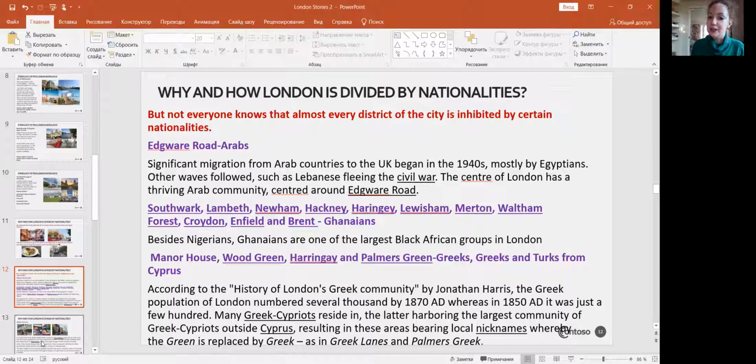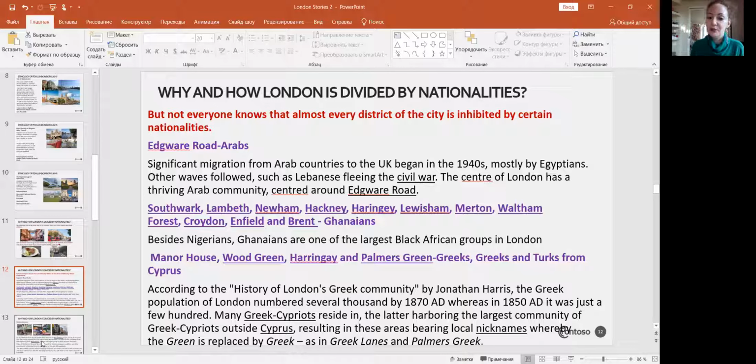But not everyone knows that almost every district of the city is inhabited by certain nationalities. For example, Edgware Road is a place where Arabs live. Significant migration from Arab countries to the UK began in the 1940s, mostly by Egyptians. Other waves followed, such as Lebanese fleeing the civil war. The center of London has a thriving Arab community centered around Edgware Road. Southwark, Lambeth, Newham, Hackney, Haringey, Lewisham, Merton, Waltham: besides Nigerians, Ghanaians are one of the largest Black African groups in London, and they all live in these areas.